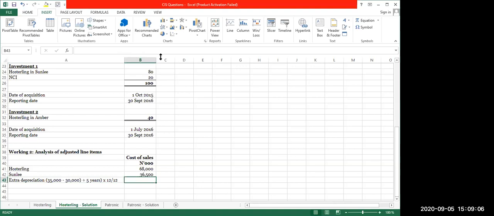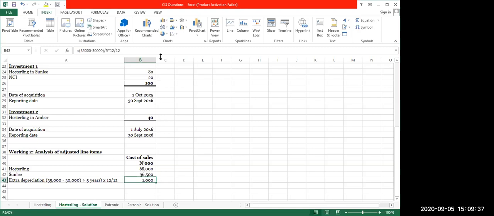So we can put that formula here: 35,000, which is the fair value, minus 30,000, which is the carrying amount, divided by 5 years, that's the useful life, of course, times 12 over 12. So our extra depreciation arising from the fair value adjustment is 1,000. So as far as that additional information is concerned, it's finished.